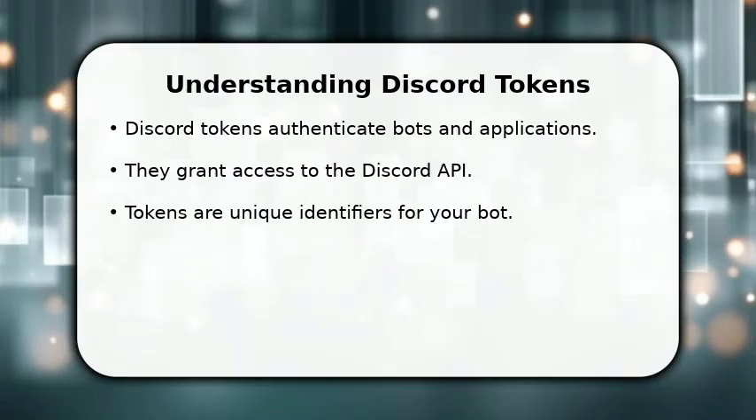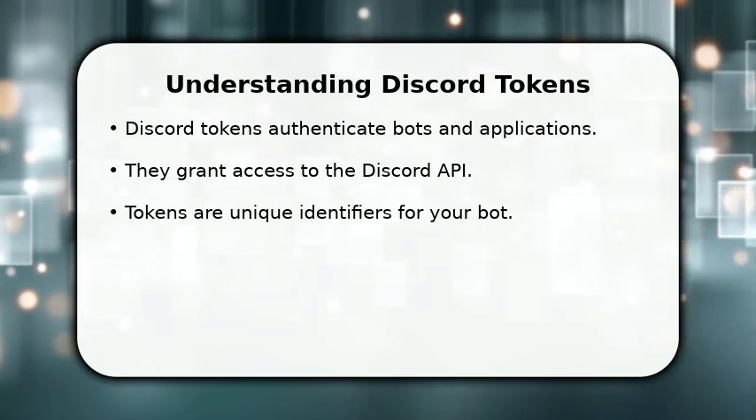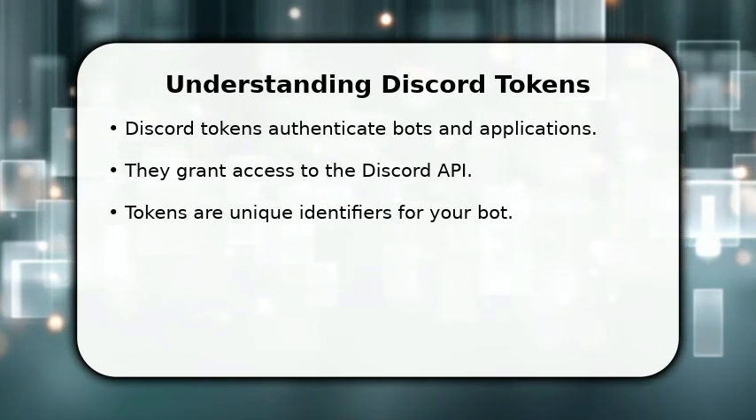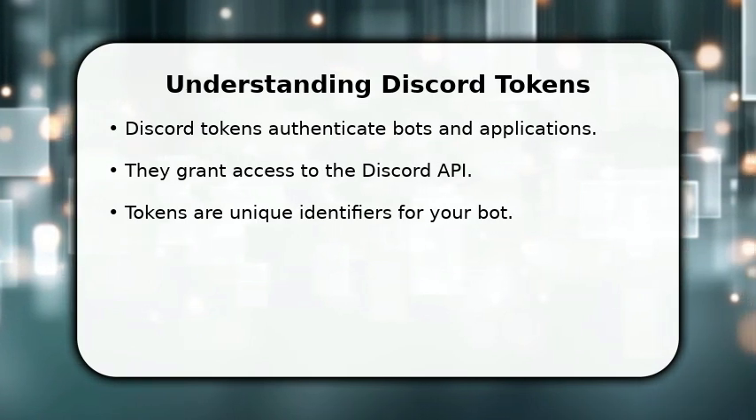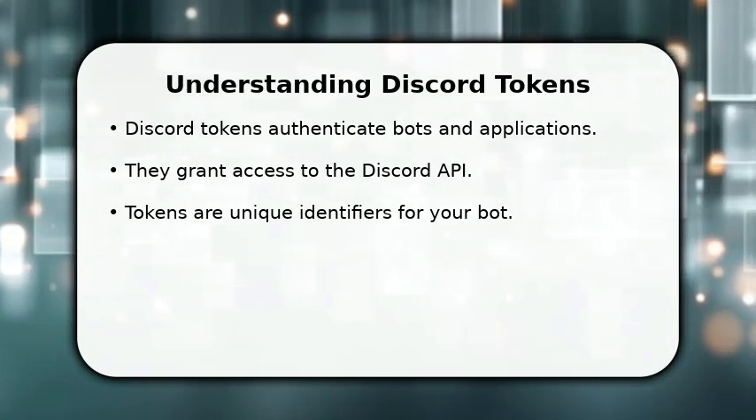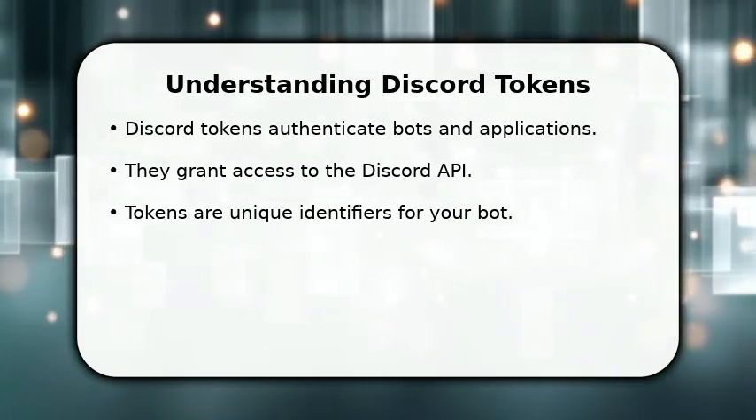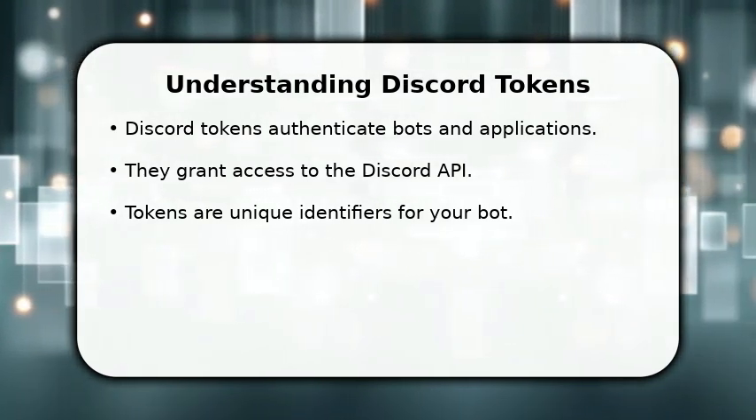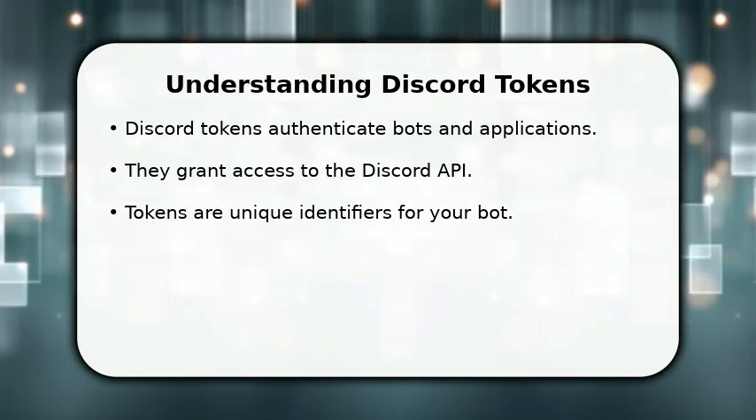Enjoy the video. In this video, I will explain how to use a Discord token. A Discord token is a unique string of characters that acts as an authentication key for your bot or application. It allows your program to interact with the Discord API, sending messages, managing channels, and performing other actions on your behalf. Understanding its purpose is the first step to effective bot development.